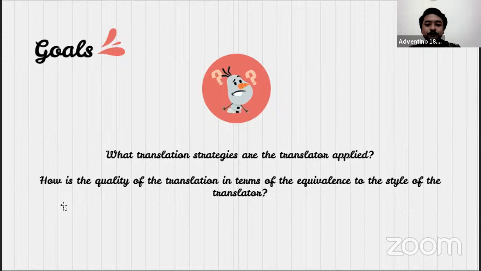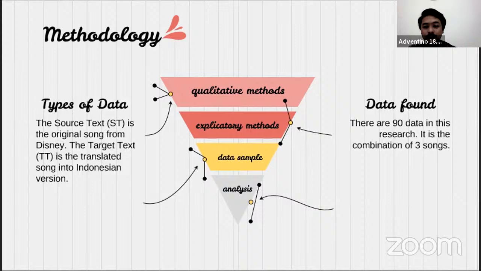Okay, so to achieve that, this is the methodology that I applied. Firstly, I use a qualitative method as my basic methodology, since the results of this study are expected in words rather than numbers. Furthermore, I use a library research method that became the main focus of helping me find theories about translation, equivalence, and even the strategies and style that the translator worked with.